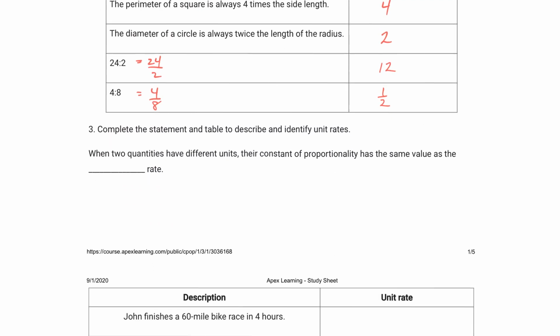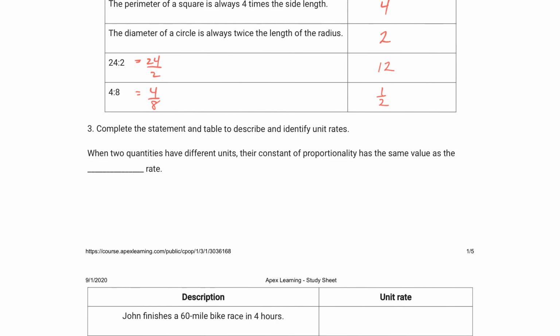Okay, so complete the statement. When two quantities have different units, their constant of proportionality has the same value as the unit rate. So unit rate and constant of proportionality: unit rate is the same as the constant of proportionality.